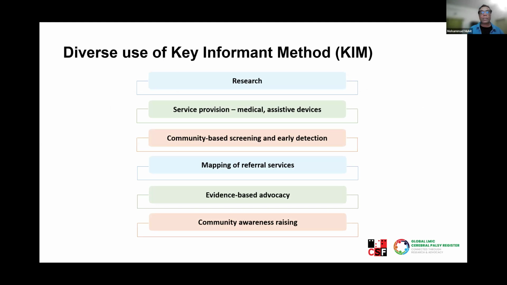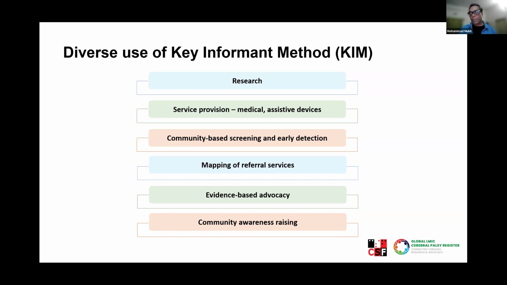There are diverse uses of the key informant method. As I mentioned already, studies looking at the population-based prevalence of any condition. This methodology can be used and it has been used in over 20 countries for visual impairment and blindness in children and doing research to find the prevalence and the causes and etiology. Similarly, for cerebral palsy research in low and middle income countries, the CSF team and the global LMIC cerebral palsy register team partners have already published several research papers based on key informant data.